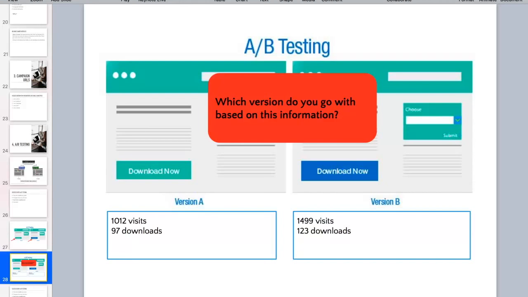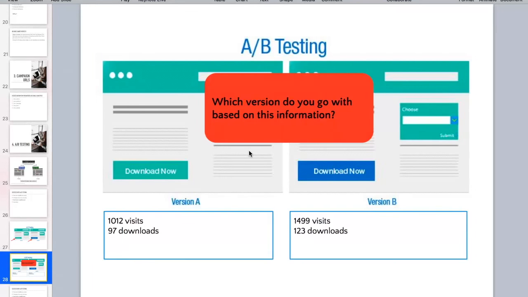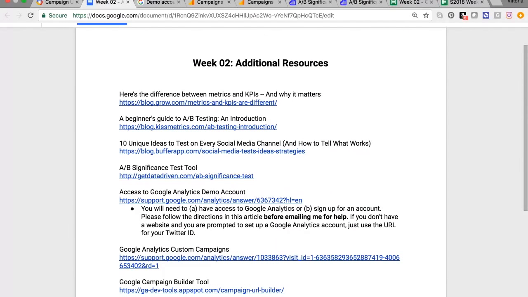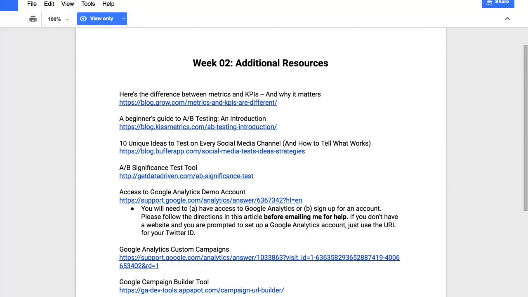Well, not so fast. This is where we get into that statistical significance. So I'm going to bring us to our additional resources page, where we're going to have this link here: the A/B significance test tool. I have it open already over here.